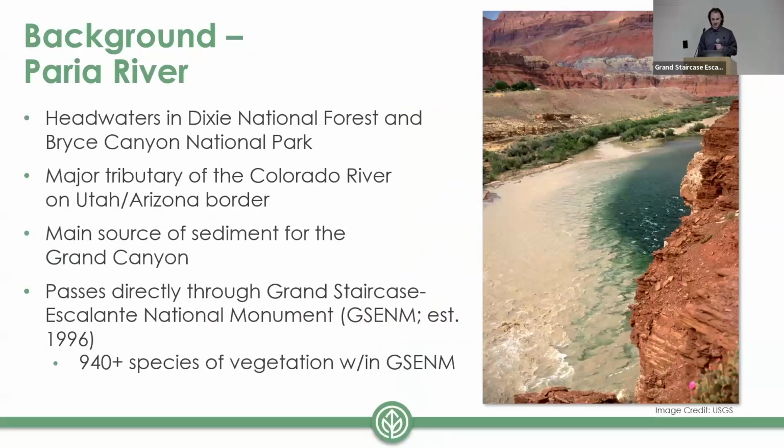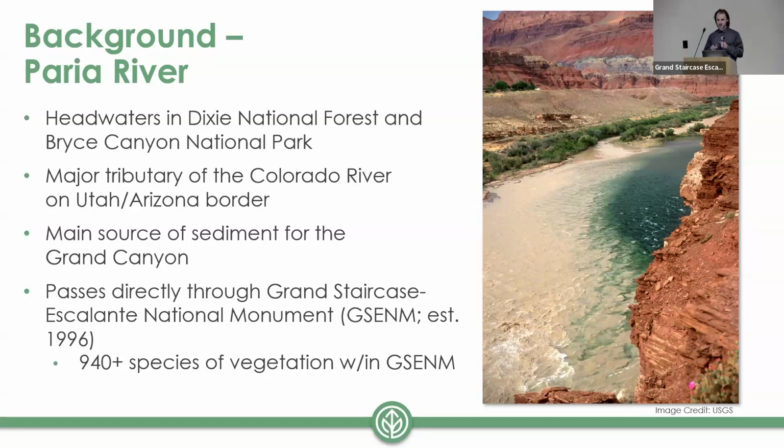Diving into those slides, for background, we're going to start with our study area, and that is actually the Paria River, which is the other main river in the monument. It has its headwaters within the Dixie National Forest and Bryce Canyon National Park. It's a major tributary of the Colorado River. It provides a lot of key sediments to the Colorado River. You can see it mixing with the river here in this picture. And it passes directly through the western portion of the Grand Staircase Escalante National Monument.